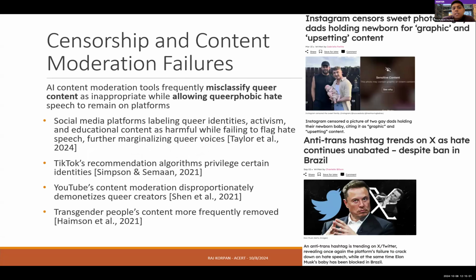So one area, for example, is censorship and content moderation. It's been shown over and over that social media platforms often misclassify queer content as inappropriate, while they also allow queerphobic hate to remain on the platform. So the example on the top right, on Instagram, censoring a photo of two gay dads holding their newborn baby, it was marked as graphic or violent, sensitive content. And I literally saw this as I was scrolling Instagram when it happened. And I saw this was censored and I was like, what is happening? Why is it censoring this image? It was upsetting to me that this was labeled in that way.